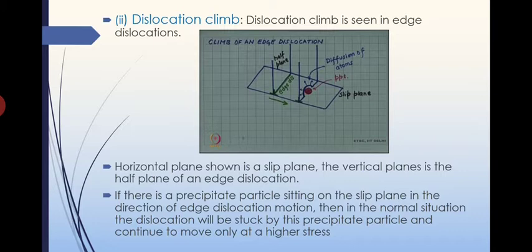But at high temperatures there is a possibility for the atoms present at the edge dislocation line to expand and slightly climb over that obstacle because of the diffusion action. That's why it is called dislocation climb.